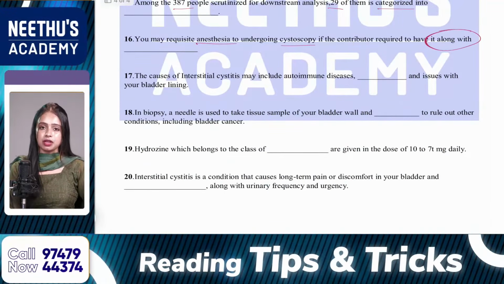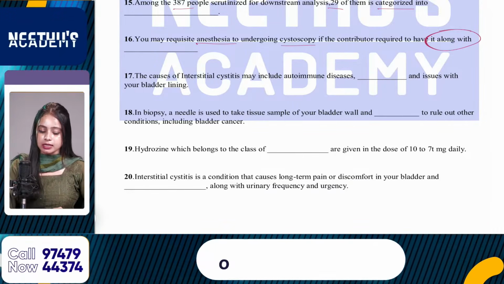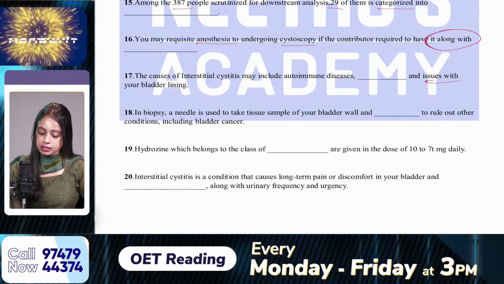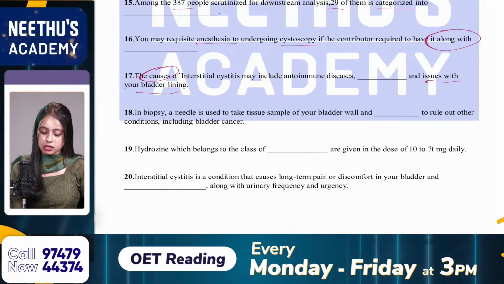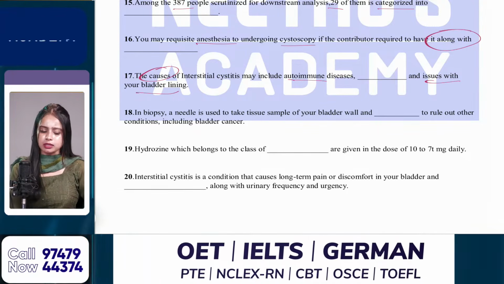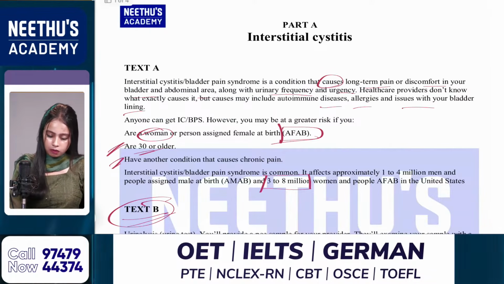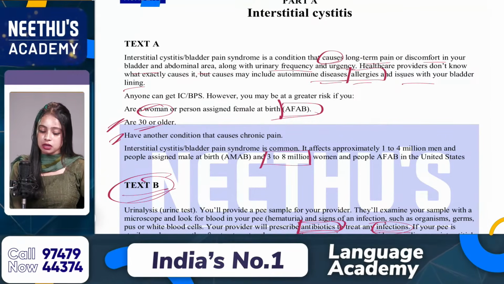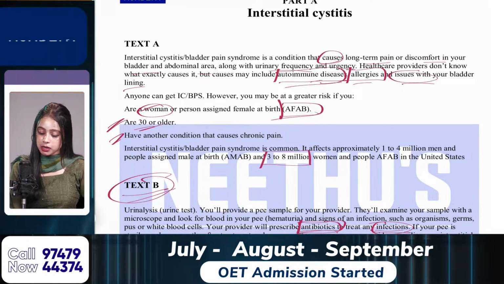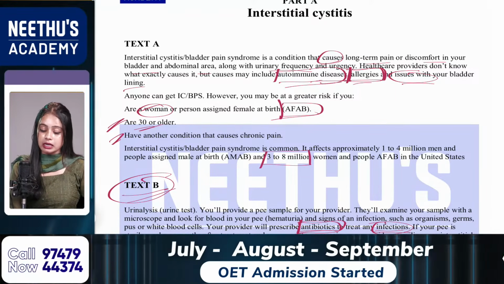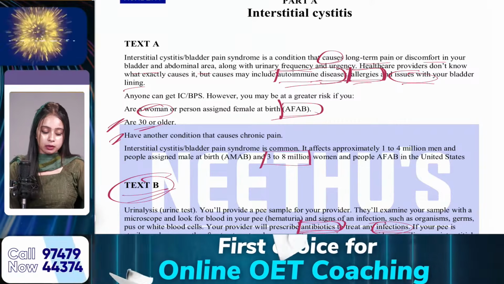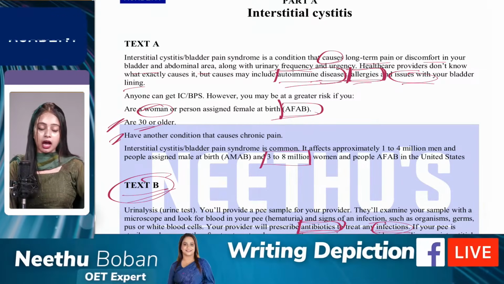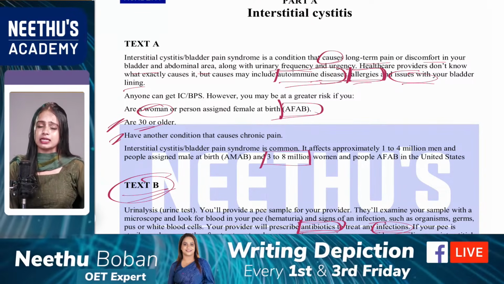Then the 17th one. The causes of interstitial cystitis may include autoimmune diseases, dash, and issues with your bladder lining. What is the correct answer here? The answer should be allergies. Autoimmune diseases and issues are mentioned in the question, so the answer is allergies from text A. Okay, Reba, yes, allergies. Okay, Lijo, Vidya, Reshma, Tessie, Ammu, Retin, Anu, it is allergies. Very good. Excellent, Varsha.